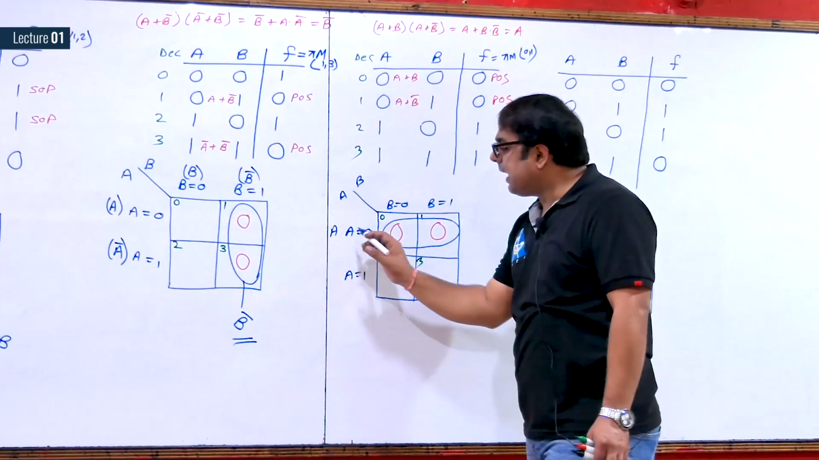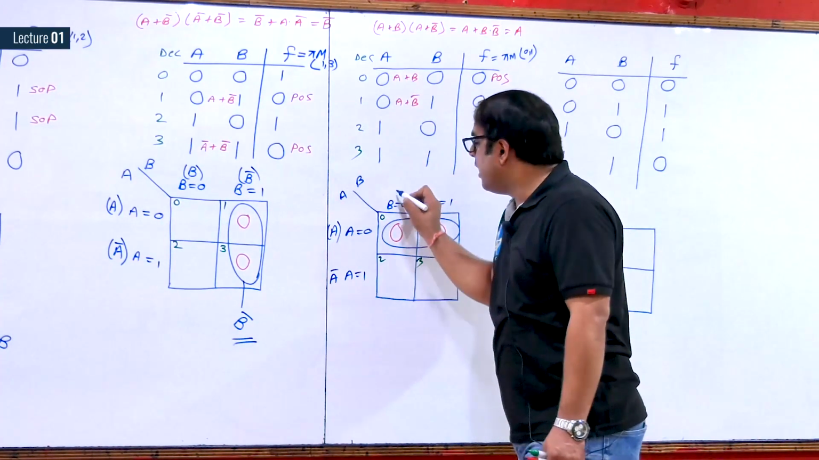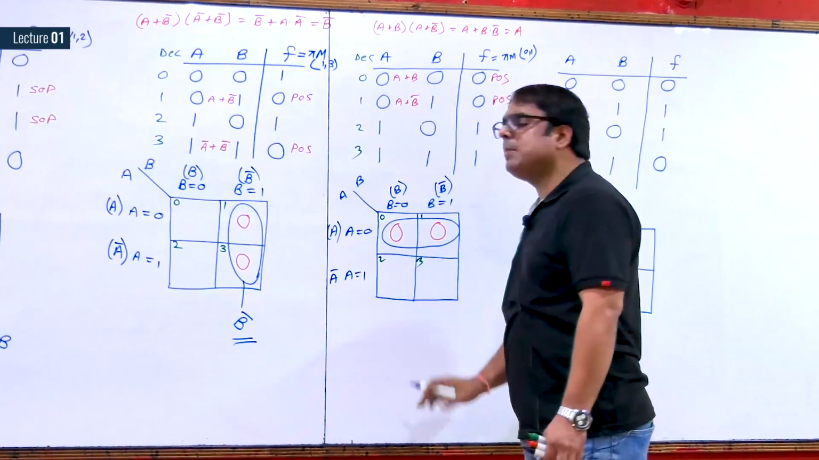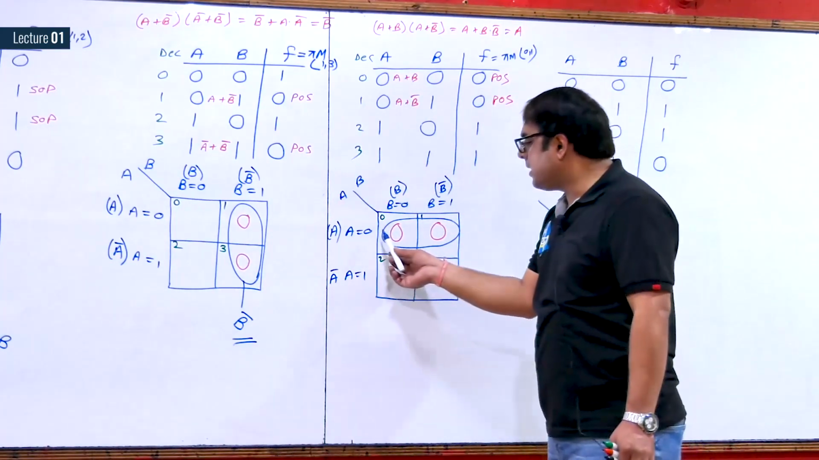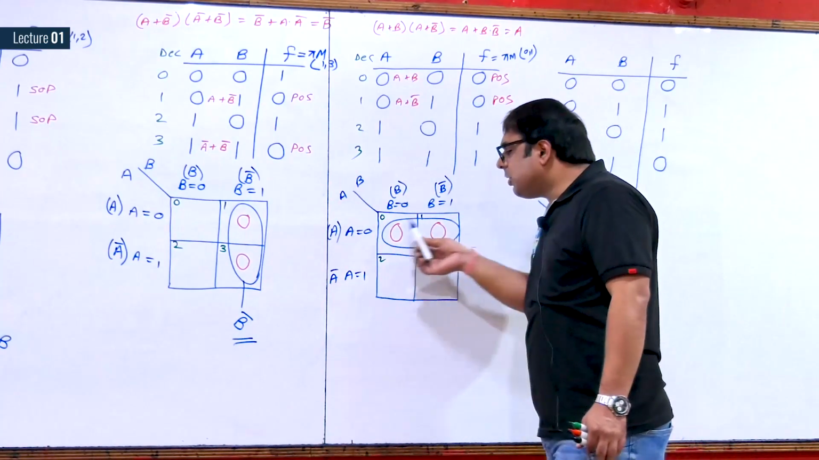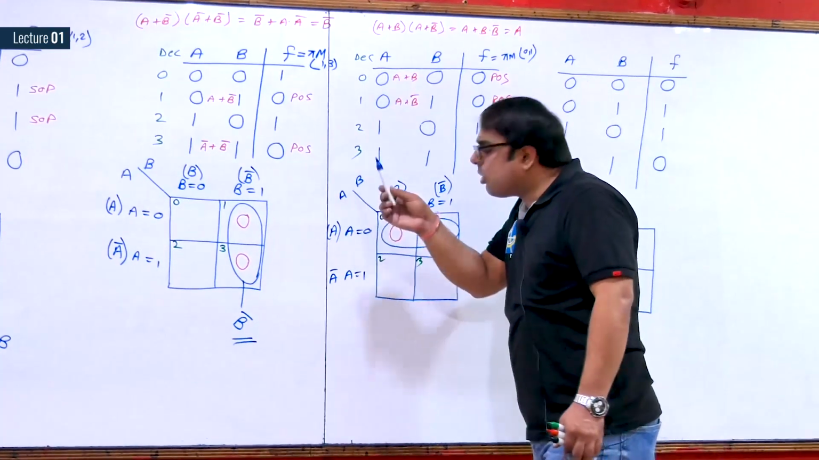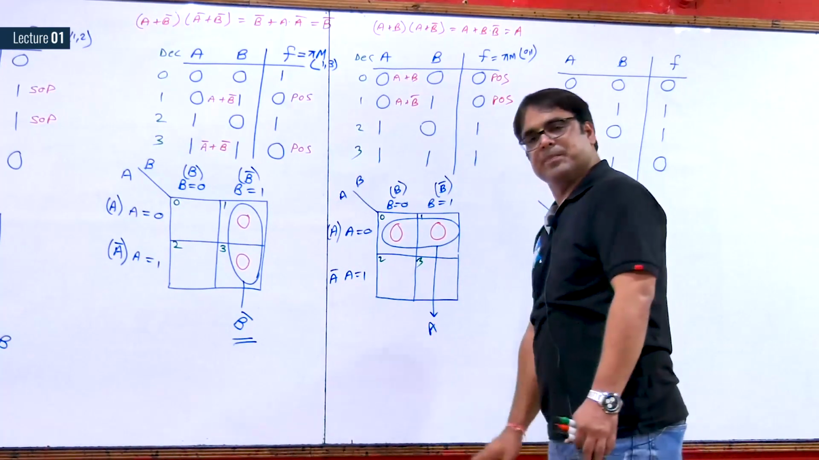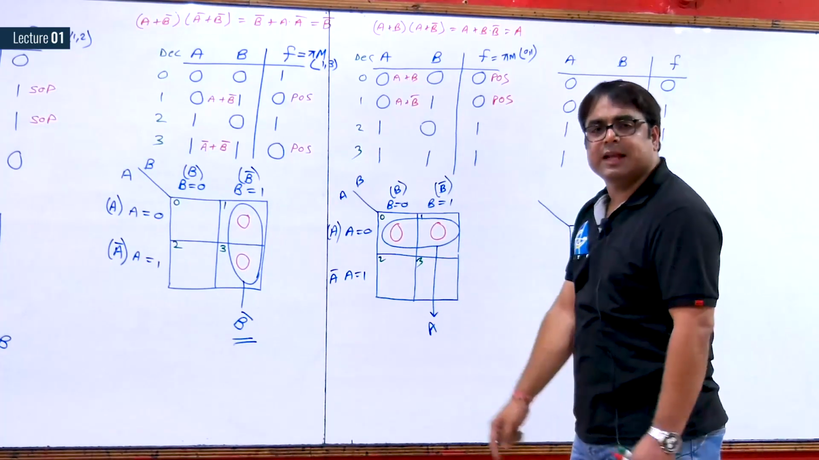Let me mark for all. A is equal to 0 means normal. A is equal to 1 means complement. B is equal to 0 means normal. B is equal to 1 means complement. So, this is a horizontal group. What is common for this group? A is common for this group. So, obviously, your answer is A. Same answer using Boolean, same answer using K-map.